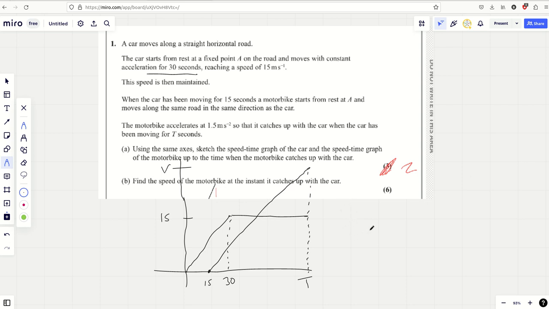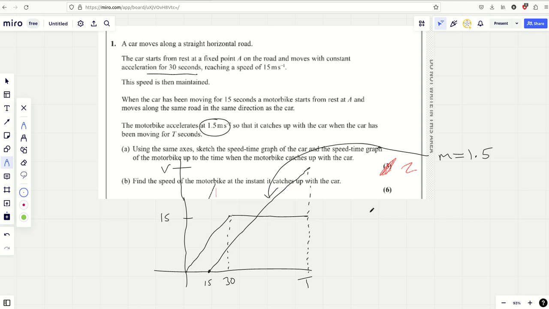Okay, so let's do it. We know that this area is the same area as this area. Yeah. So firstly, do I know anything else? Have I missed anything here? Oh yeah, I didn't write this down on my diagram. The motorbike accelerates at 1.5 meters per second squared, which means I know that gradient is 1.5, and that means I can find v, or I can find v in terms of t anyway.